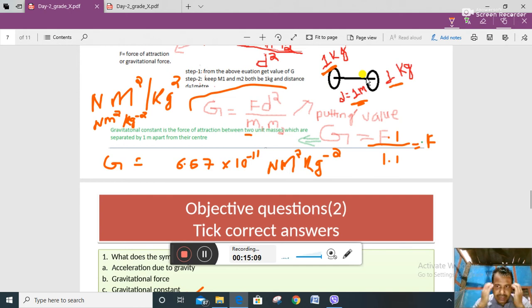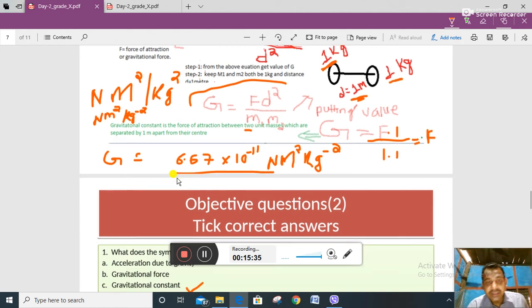I think you understood. You can say that when two unit kg masses are kept at 1 meter distance, the force experienced by the masses is 6.67 into 10 to the power minus 11 Newton. Don't copy all the units, because we are talking about just force, so this much force is experienced when two unit kg masses are separated by a distance. So it will be quite easier.